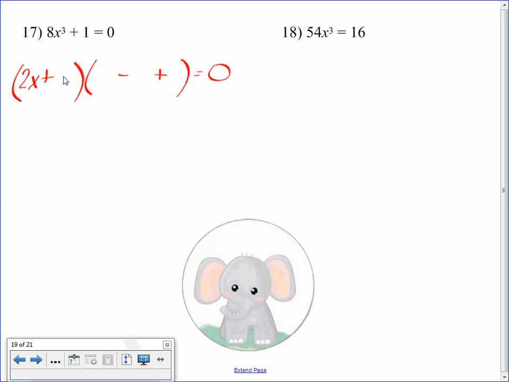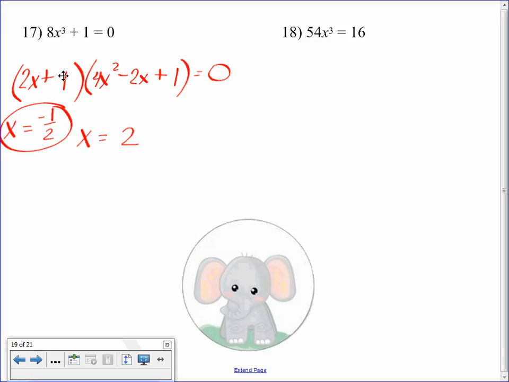That's 2x. You guys alive? Cube root of 1. 1. Square, multiply, square. So 4x squared. 2x, 1. So there it is factored. From there we have to set them equal to 0 and solve. So this one is negative 1/2. This one will never factor, so we have to use the quadratic formula.